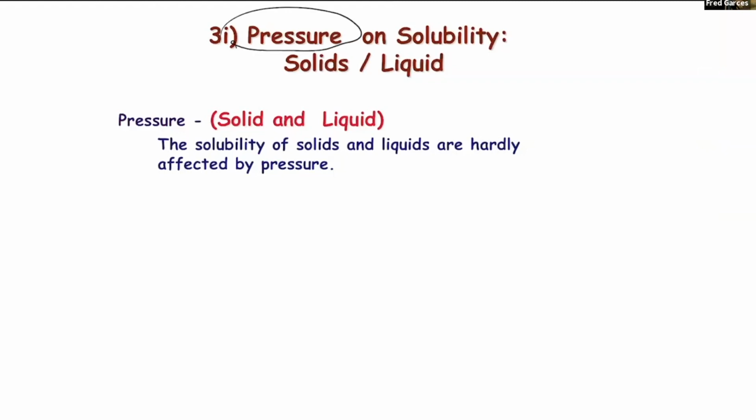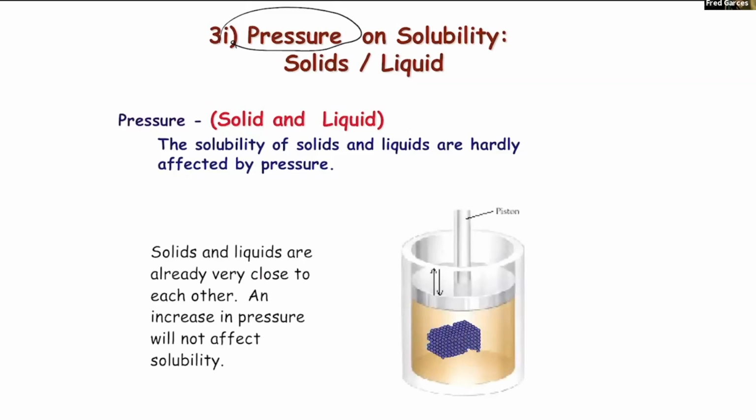For solids and liquids, it doesn't change the equilibrium. Why? Because when you apply pressure on a solid and liquid, they're already compact. You're not going to make the size smaller. So it has no effect on solids and liquids. There is no shift in the equilibrium. And that's true as well because solids and liquids do not show up in the mass action expression, only aqueous and gas.